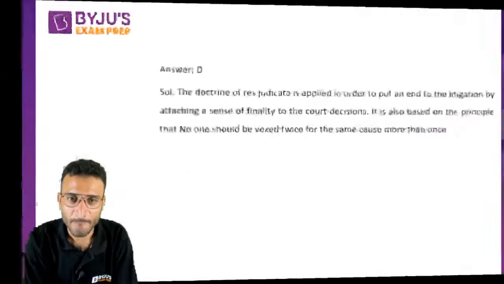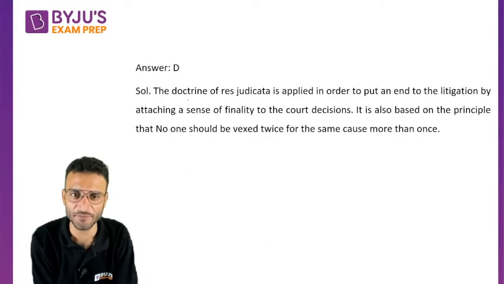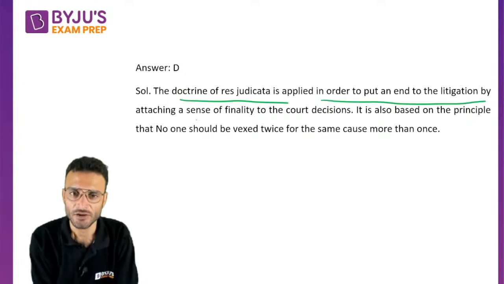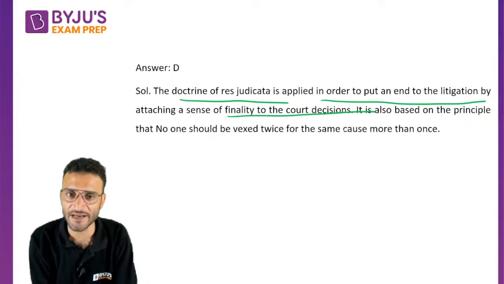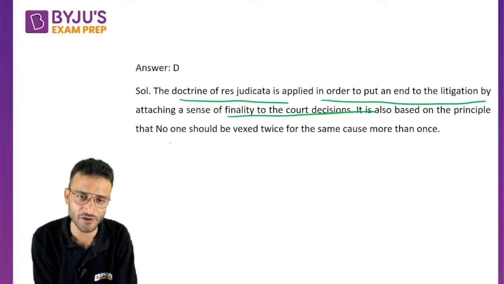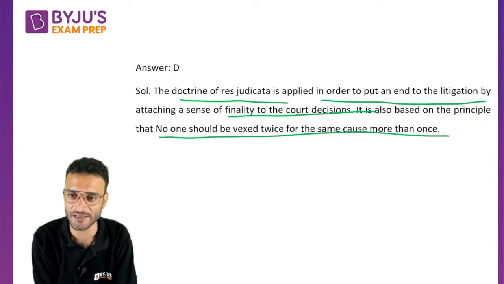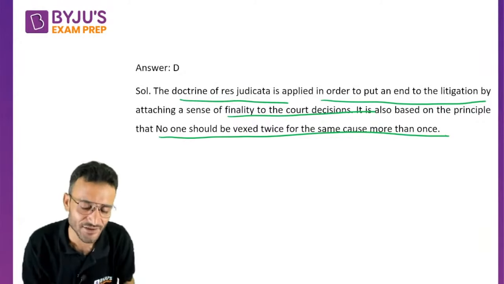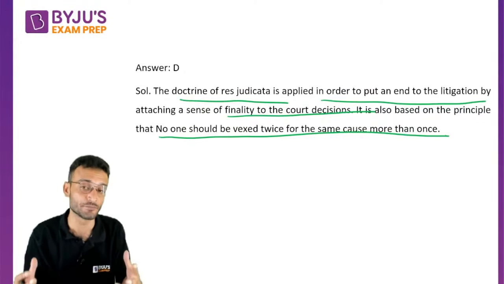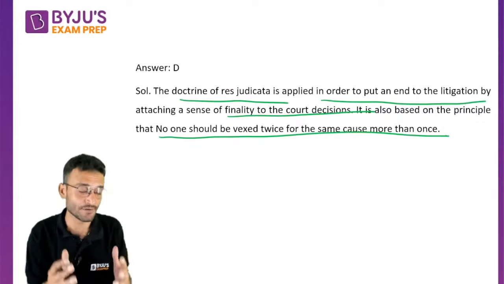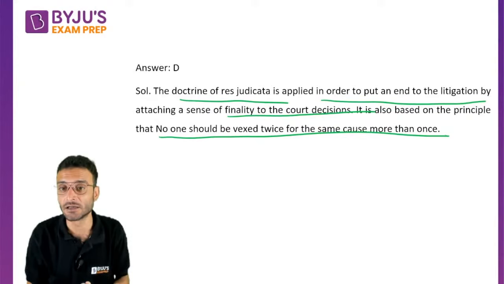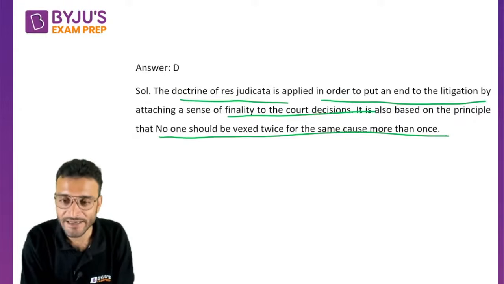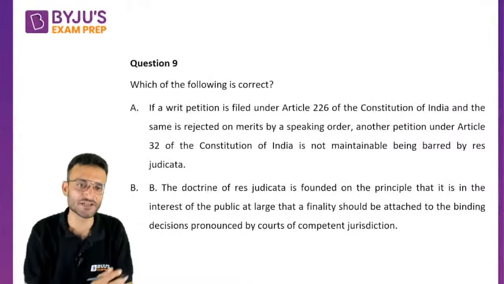But before that, the answer to question number 8. The doctrine of res judicata deals with putting an end to litigation so that there is a finality to a court decision. This principle is also based on the fact that no one should be vexed twice or more than once for a similar cause. So these are the 3 important principles that we find under res judicata, which is categorically stated under the Code of Civil Procedure. Okay, let's move ahead. The next question, question number 9.